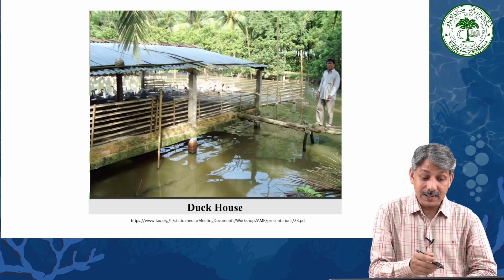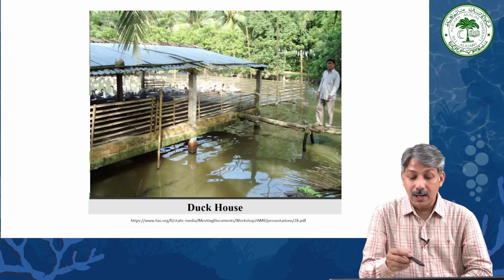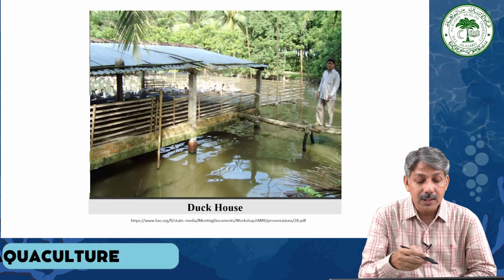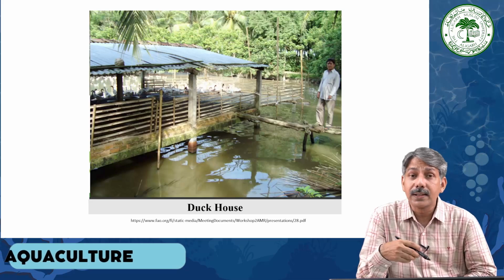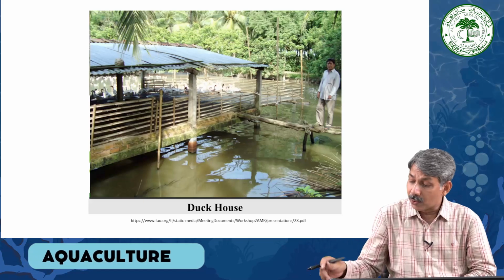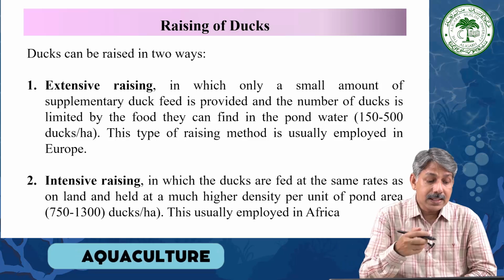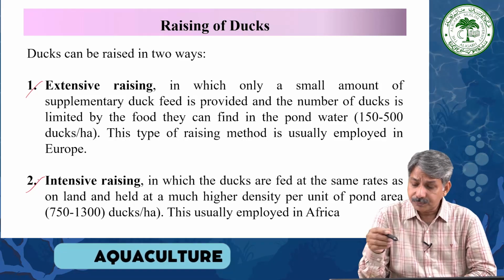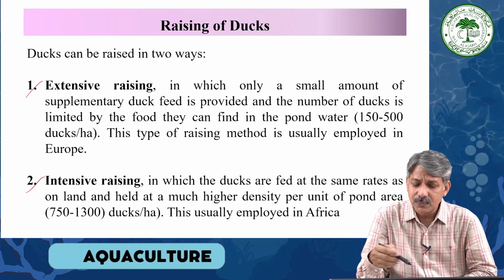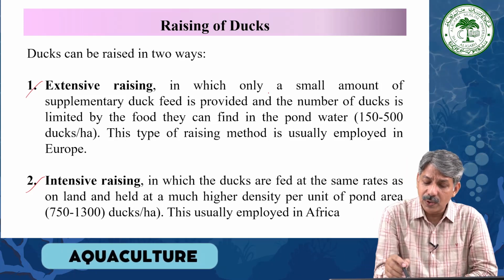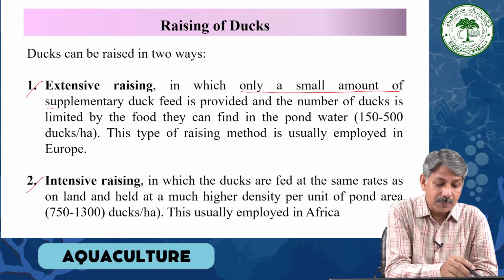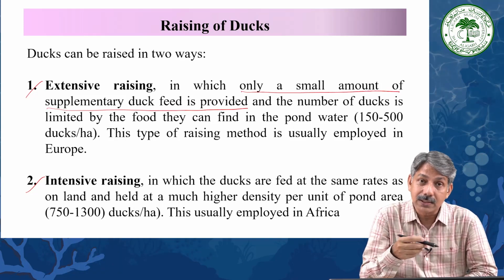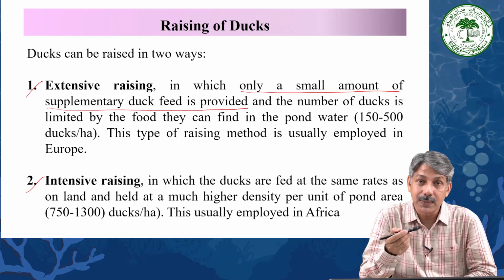So this is the duck house I was talking about, which has been built over the pond. Here you can get the droppings automatically into the pond environment. Raising of ducks: ducks can be raised in two ways, extensive raising or intensive raising. In extensive raising, only a small amount of supplementary duck feed is provided, and the number of ducks is limited, as in the case of the extensive fish farming system I have explained to you.